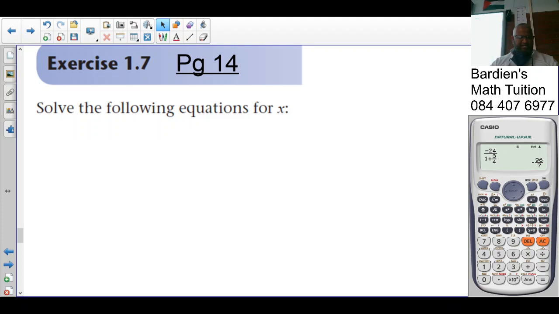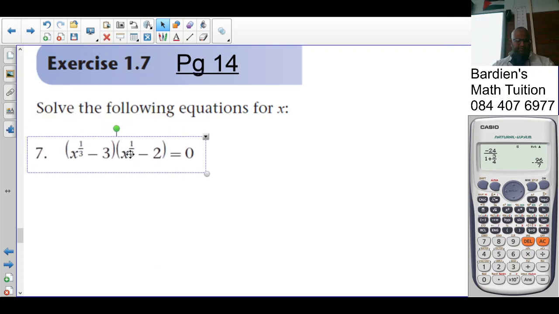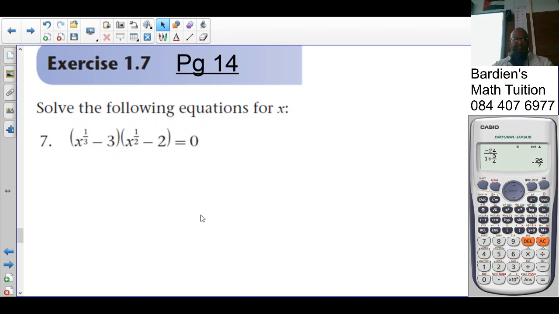Okay, any other numbers other than number 7? Any other sums other than number 7? Guys, did you do the homework? Yes. Okay. So 1.7, page 14, number 7.